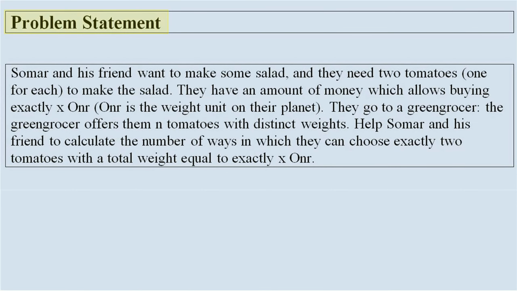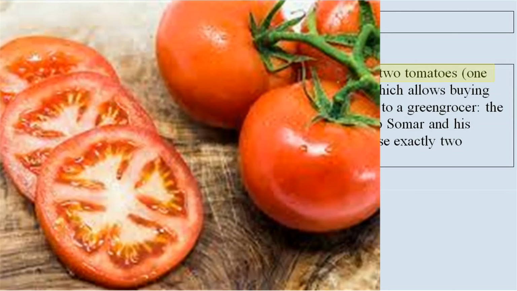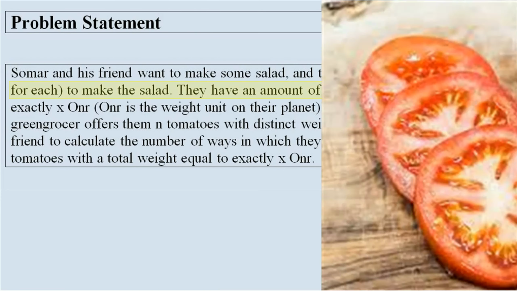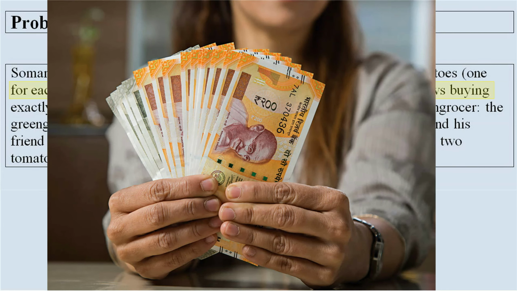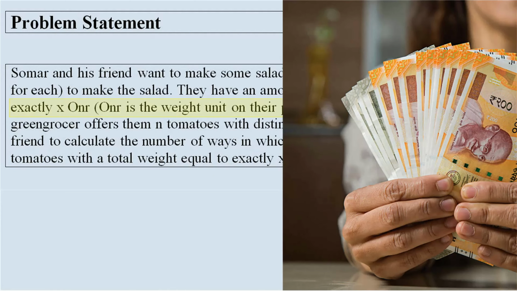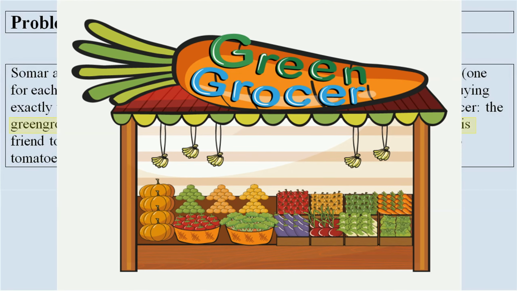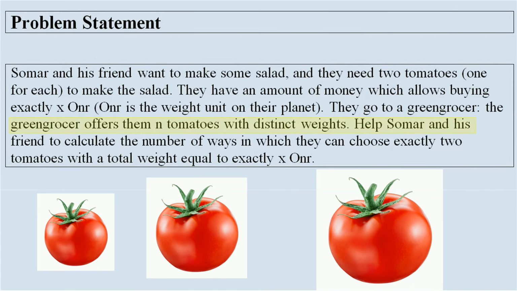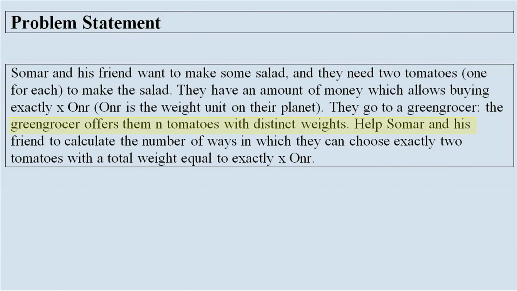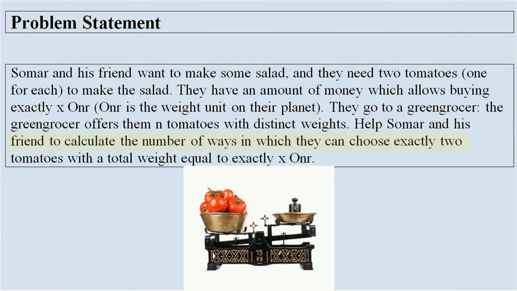Problem statement. Somer and his friend want to make some salad, and they need 2 tomatoes, one for each, to make the salad. They have an amount of money which allows buying exactly X onr. Onr is the weight unit on their planet. They go to a greengrocer, who offers them N tomatoes with distinct weights. Help Somer and his friend to calculate the number of ways in which they can choose exactly 2 tomatoes with a total weight equal to exactly X onr.